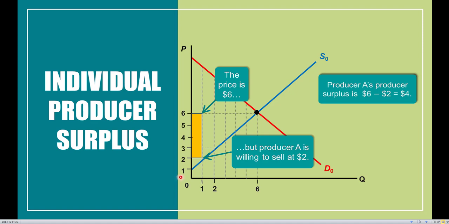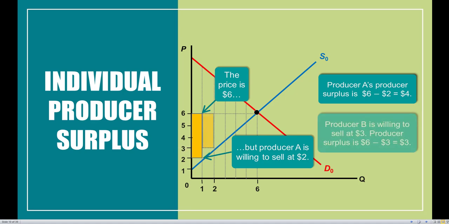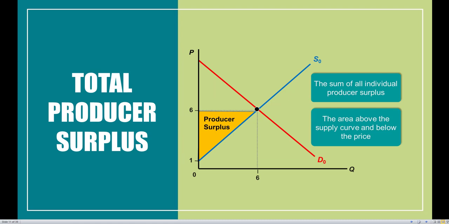Then we go to the second unit in the marketplace. Producer B is willing to sell the product for $3, just reading it off the supply curve. But remember, it's selling for $6, so producer B has a producer surplus of $3. And once again, we continue on down the line for producers C, D, E, all the way until we hit equilibrium. Once we add up all the producers, we have total producer surplus, which is the sum of all individual producer surpluses. Formally, it's the area above the supply curve and below the price. So above our supply curve, below the equilibrium price in this instance.